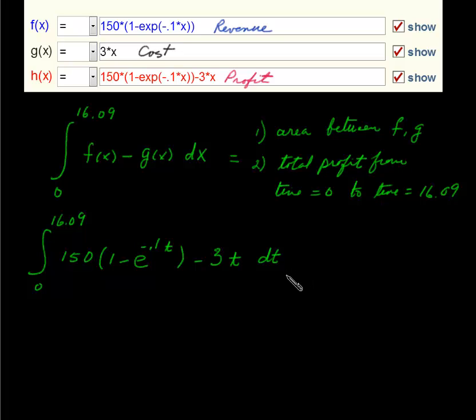All right, so this is an integral, and I think you know how to evaluate that integral. And I don't want to take the time right now to evaluate it, but if you need help with that, I'd be happy to help you with that. So that would be the area between two curves, and this would equal then the total profit because it's the total difference between revenue and cost.